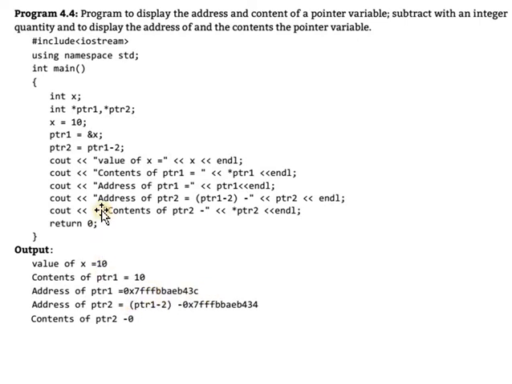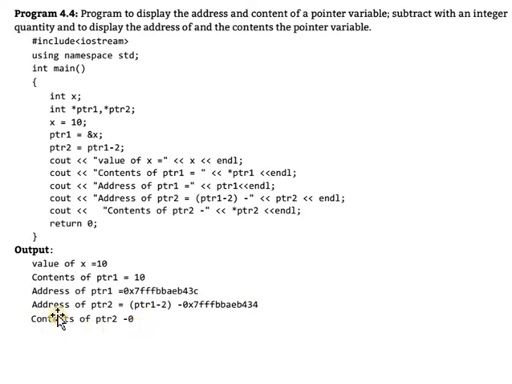Then here we are displaying the address of ptr2. How do we get the address of ptr2? For that, we are applying a minus operator. From the pointer 1 address we subtract 2. Here we are subtracting 2 from the address of ptr1. So it will display the result.